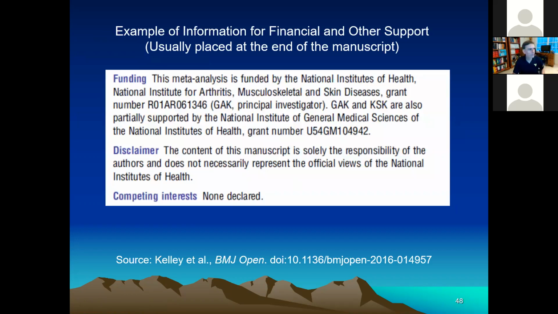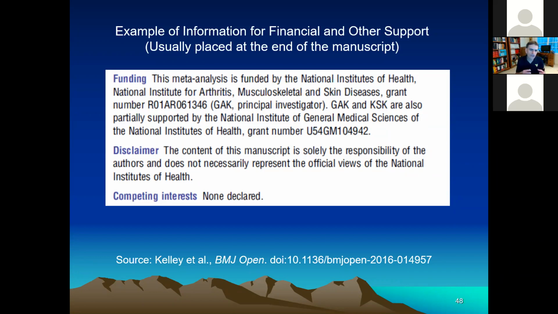So this is an example of how to write up the funding source that I was mentioning here. This was an actual study that we completed, but you could do the same thing for a protocol if the study was funded. It says this meta-analysis is funded by the National Institutes of Health, National Institute for Arthritis, Musculoskeletal and Skin Diseases. There's the grant number. There's my name as the principal investigator. And then the other people, we were funded by another source also, Christy and I, from the National Institute of General Medical Sciences, and there's the number.